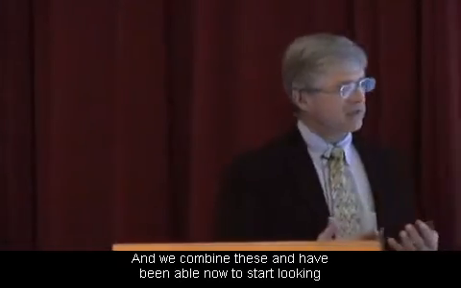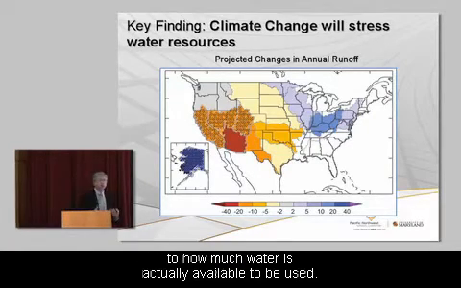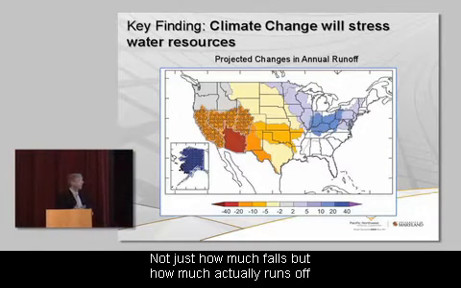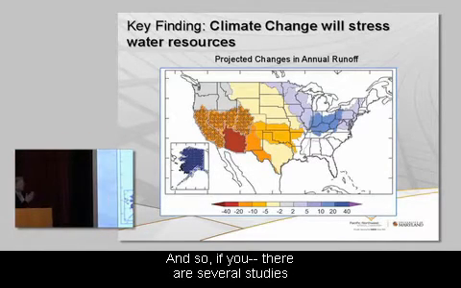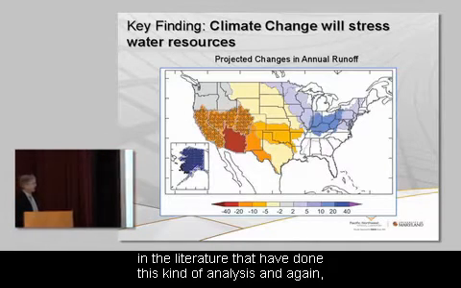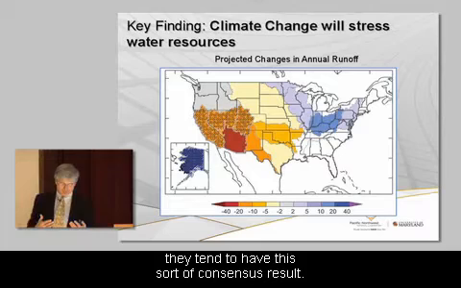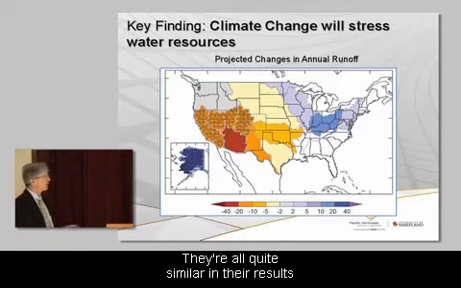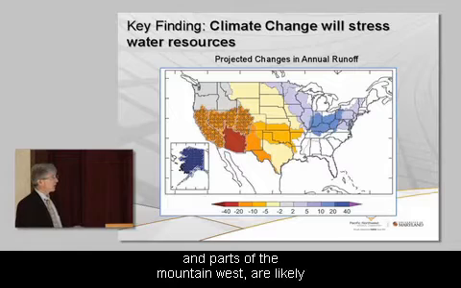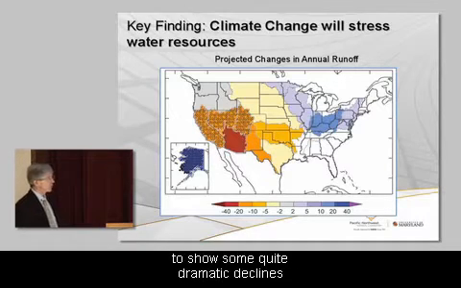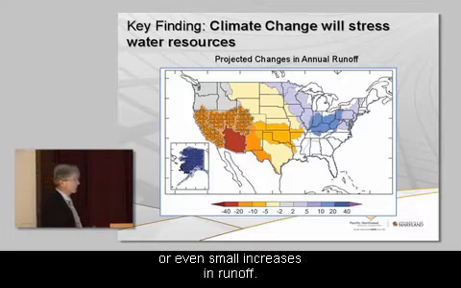And we combine these and have been able now to start looking at projected changes in runoff. So we're getting closer to how much water is actually available to be used. Not just how much falls, but how much actually runs off and is therefore available as surface water to be used. There are several studies in the literature that have done this kind of analysis, and again, they tend to have this sort of consensus result. They're all quite similar in their results, that in particular, the West, in particular the Southwest, and parts of the Mountain West are likely to show some quite dramatic declines in runoff, while in other parts of the country, changes appear either more moderate or even small increases in runoff.